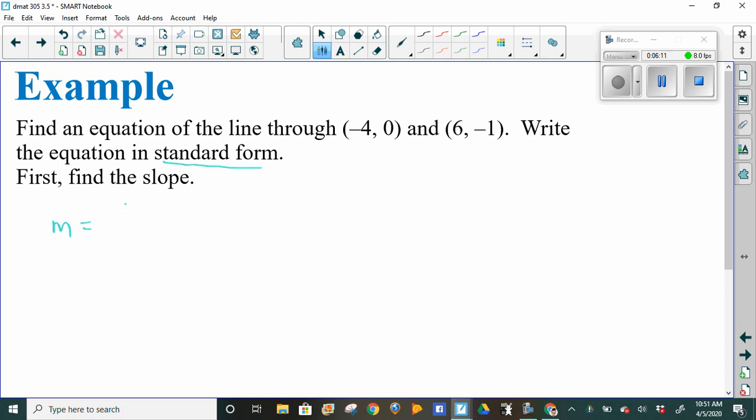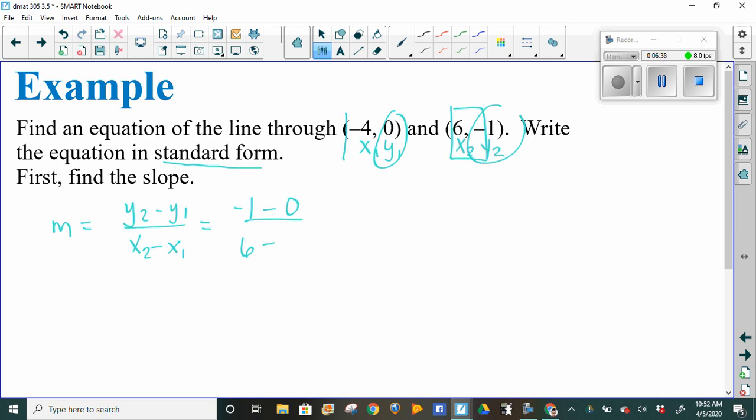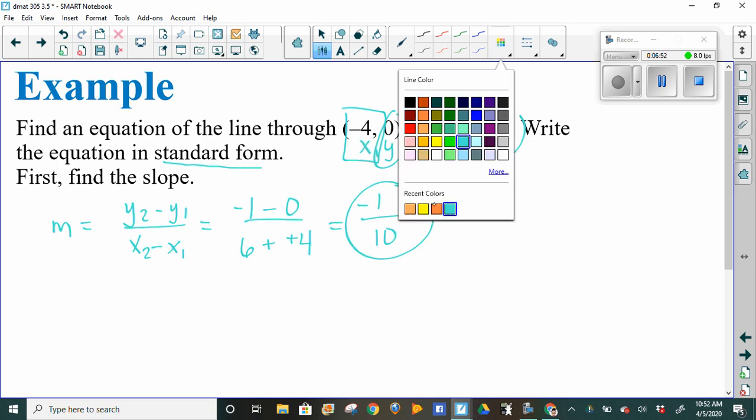So slope is y2 minus y1 over x2 minus x1. Plug your values in, x1, y1, x2, y2. I always assign them so I can quickly look up and know which one I'm looking at. So this is y2 minus y1, and this is x2 minus x1. Negative 1 minus 0 is negative 1, and 6 minus negative 4 means 6 plus 4. So there's our slope.